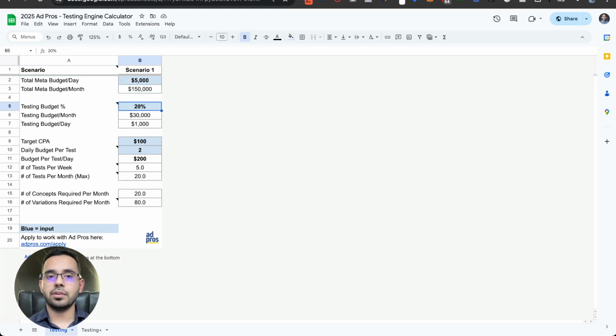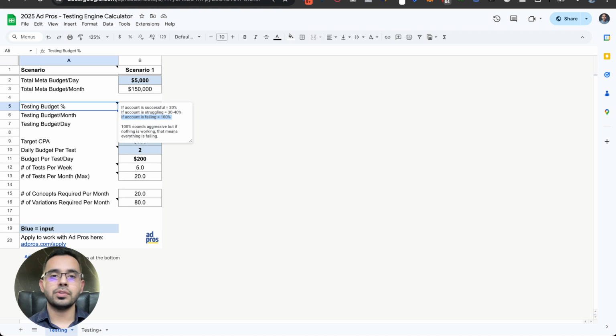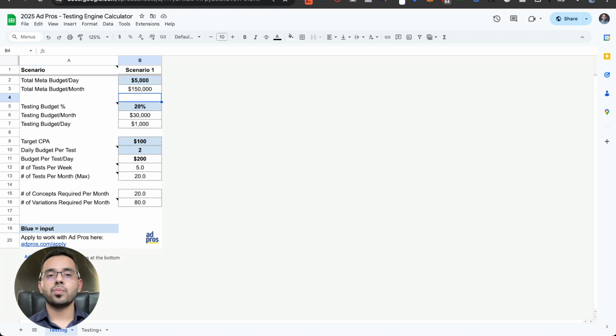Again, this is the similar thing of what I mentioned. If everything's not working, then you're 100%. If it's struggling or things are going the wrong direction, you can do the 30 to 40% of your account in testing. In this example, with $5,000 per day, 20% testing budget, that means that you're spending $1,000 a day per test. Now, if you have a $100 CPA, you have to decide what your multiplier is of your target CPA in terms of your budget per test.